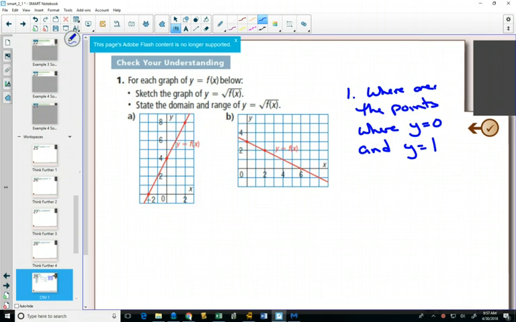So on the first graph, here's where y equals 0. And it isn't even a nice point, but I can still label it. There's where y is equal to 1.